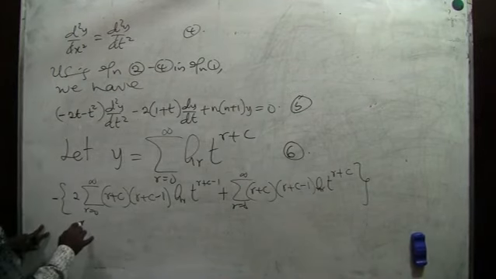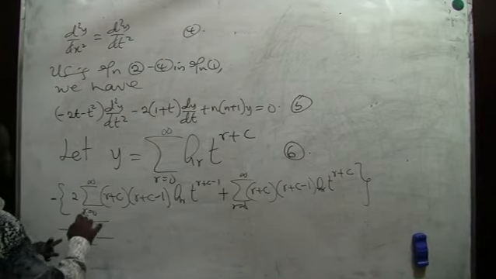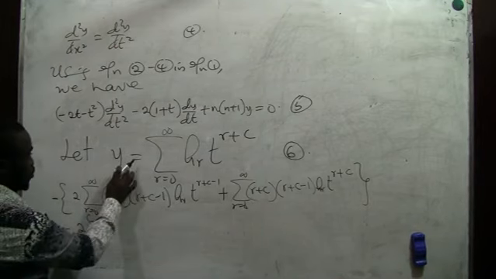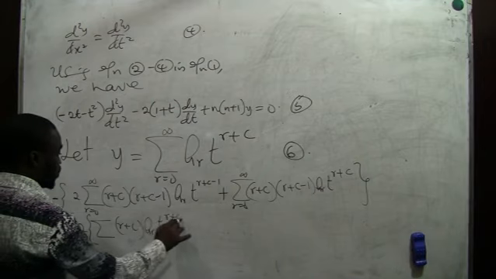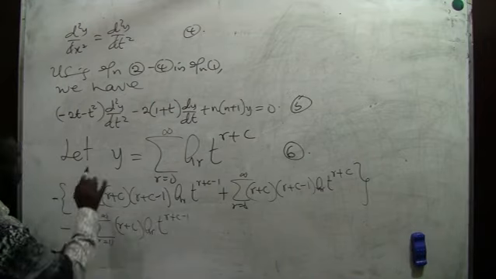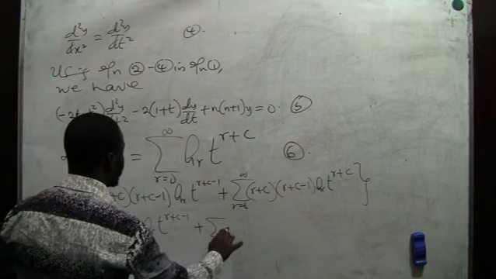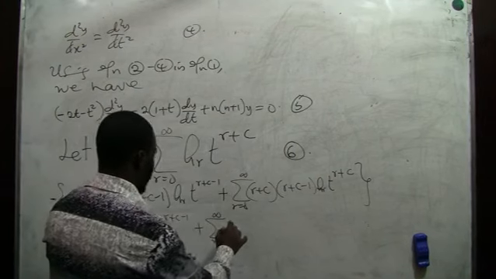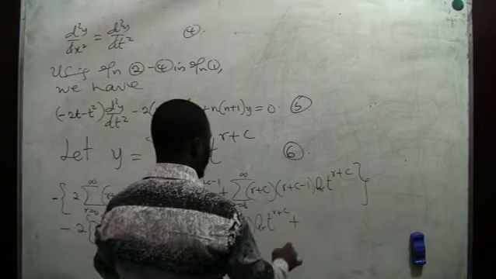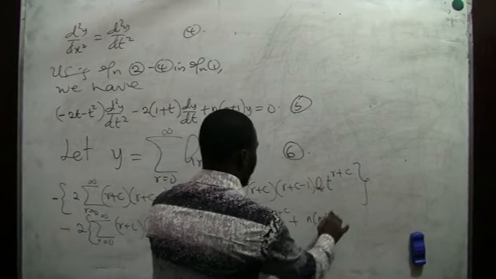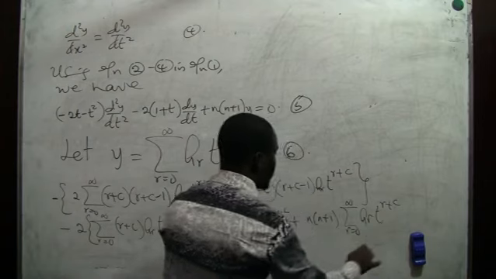The next one is minus 2 summation, let me open bracket there, 2 is multiplying, 1 multiplied by the derivative of equation 6 will give us (r plus c) ar t raised to power r plus c minus 1, r from 0 to infinity, then plus t multiplied by the first derivative of equation 6 gives summation r from 0 to infinity (r plus c) ar t raised to power r plus c, plus n into n plus 1 summation ar t raised to power r plus c, r from 0 to infinity, everything equals 0.